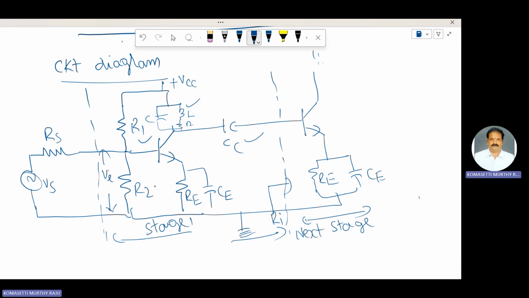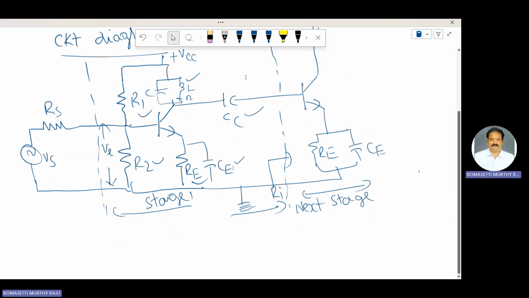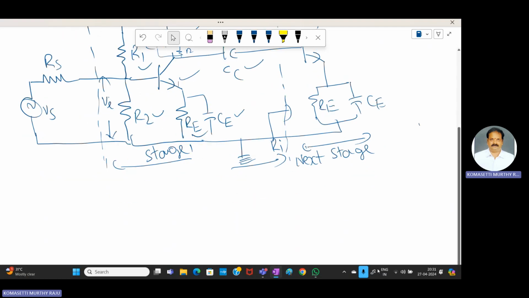Resistors R1 and R2, RE, along with the emitter bypass capacitor CE, provide the self bias for this circuit. The transistor is replaced with the equivalent hybrid pi model.